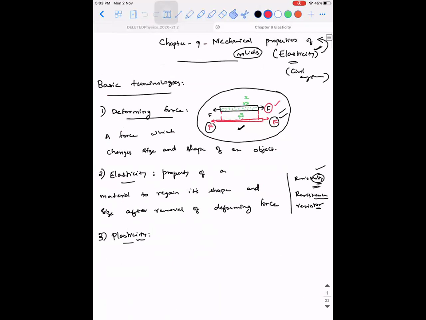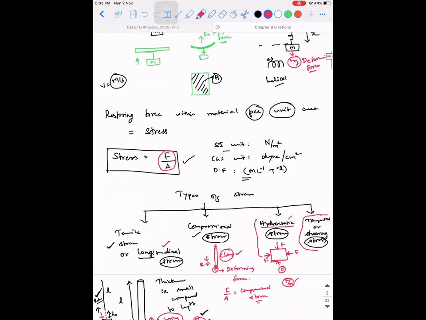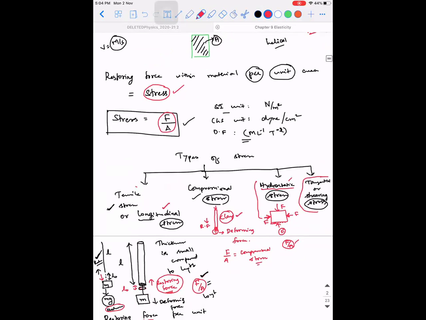So we started with mechanical properties of solids last class. Let's just discuss some basic terminology that are there. First, I explained what is deforming force. You need to understand what is elasticity. Plasticity is exactly the opposite of elasticity. Then we saw a technical term called stress. Stress is defined as a restoring force within the material per unit area. So restoring force per unit area is called stress. Then we saw the types of stress, which are tensile stress, compressional stress, hydrostatic stress, and tangential or shearing stress. So these are all the terms that we have seen.